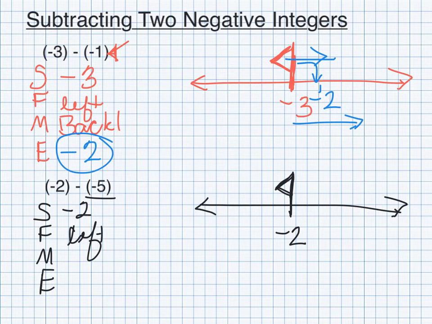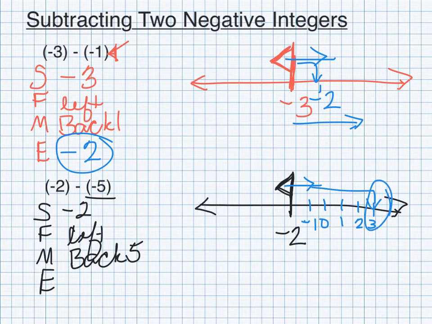I'm going to move. I look at this number here. It is negative, so I'm going to move back 5 places. Because I'm facing left, back goes in this direction. 1, 2, 3, 4, 5. So that's negative 1, 0, 1, 2, 3. So that is my end place right here. So my end is positive 3.